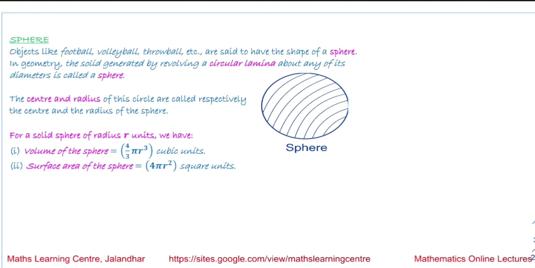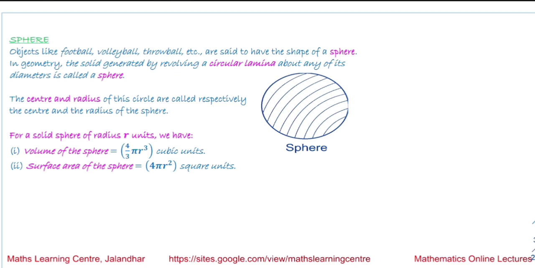First of all we are going to talk about what a sphere is. If we talk about shapes, the football, volleyball, throw ball, all these objects are of the shape of a sphere.